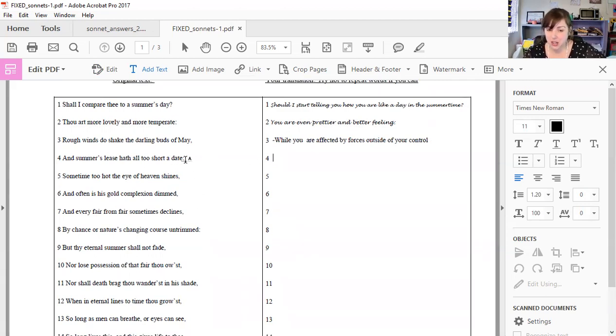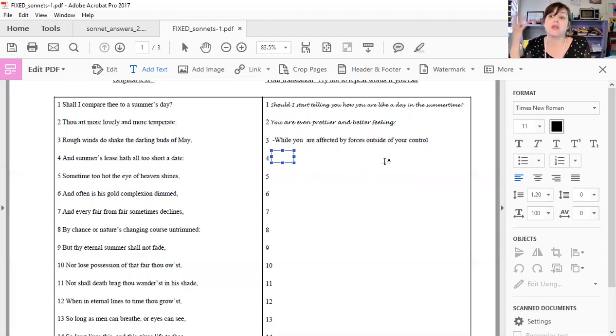So summer's lease hath all too short a date. Okay, so literally a lease, that's like, when you rent something and then it's up, it's too short a date. So how could you rent summer? Oh, well, summer's short, it has a finite amount of time, like summer only lasts for so long, right? And so maybe honestly, even if you just write something like, and summer ends too quickly, you'll get some good credit there, because that is what he's saying. But he's also saying more.